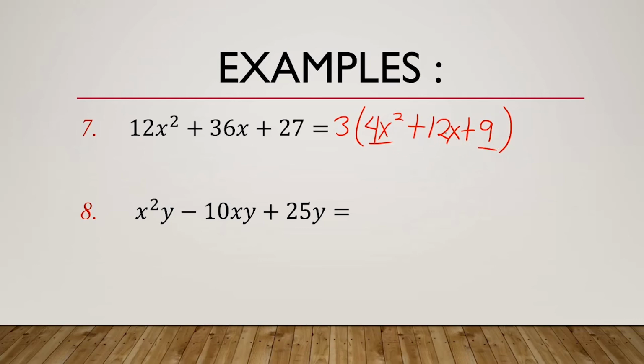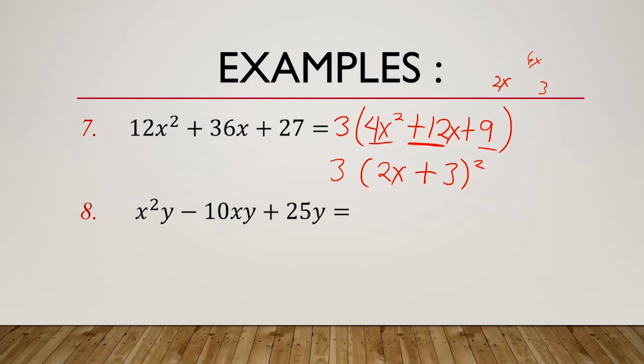Then 12. The square root of 4x squared is 2x. Square root of the last term is 3. Then get the product of the 2. We have 6x times 2 is 12x. So this is a perfect square trinomial. So we can do this again. So we have 2x. Square root of the last term is 3, because 3 times 3 is 9. Then copy the sign or the operation of the middle term. We have addition. Then square.